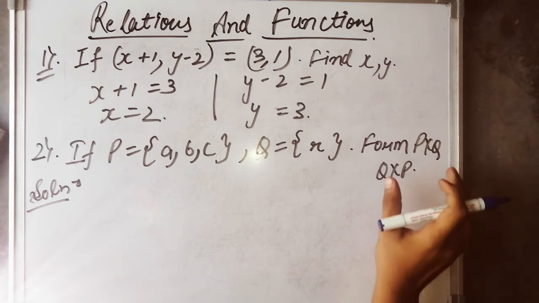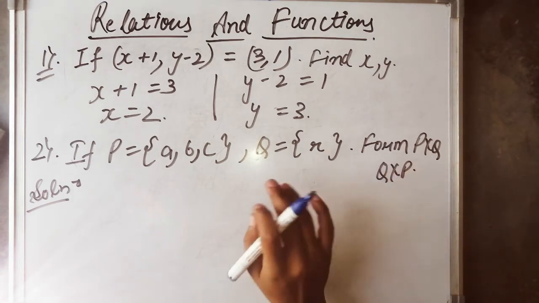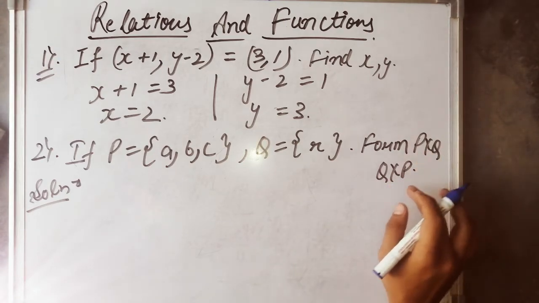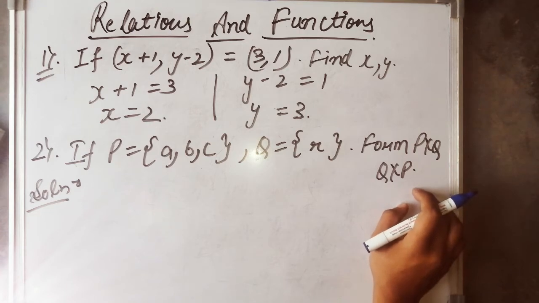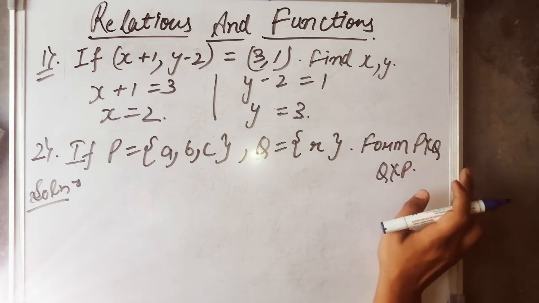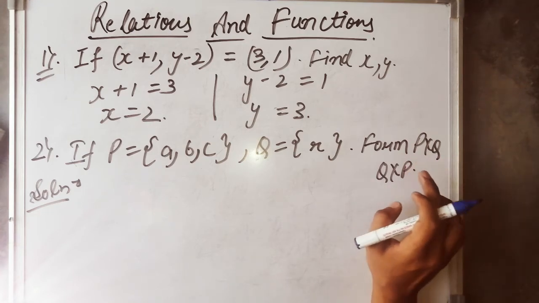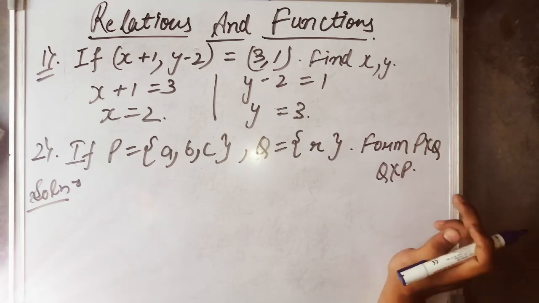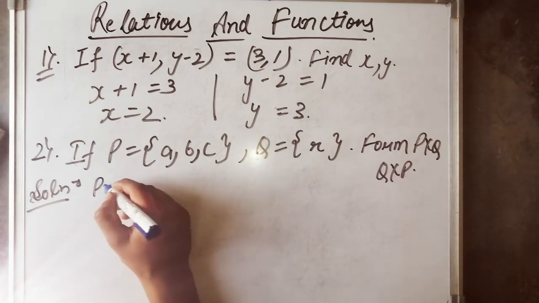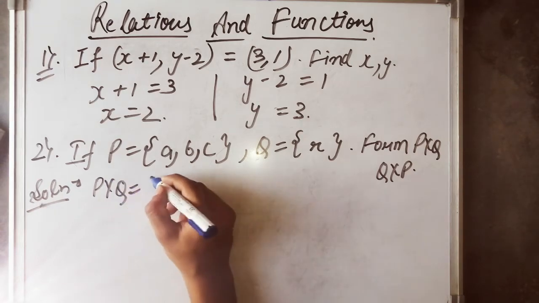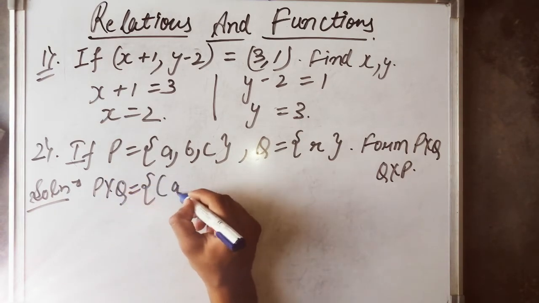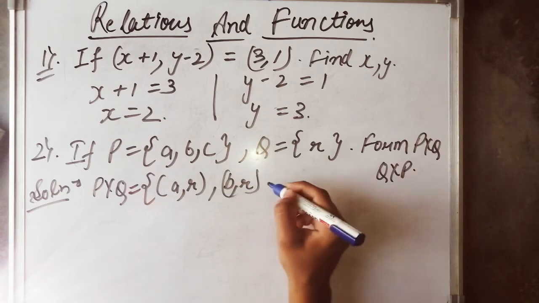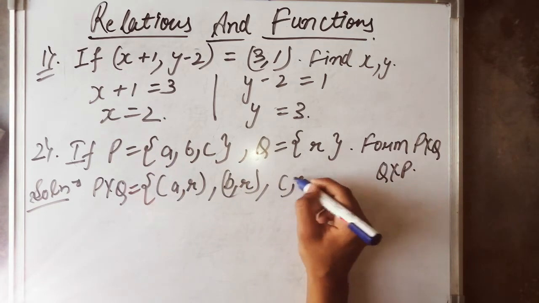In this question we need to find out the Cartesian product of P with Q and Q with P. So P cross Q is never equal to Q cross P, because if we write P cross Q, the elements of P will come first, and if we write Q cross P, then the elements of Q will come first. Now let's form P cross Q, which is (A, R), (B, R), (C, R).